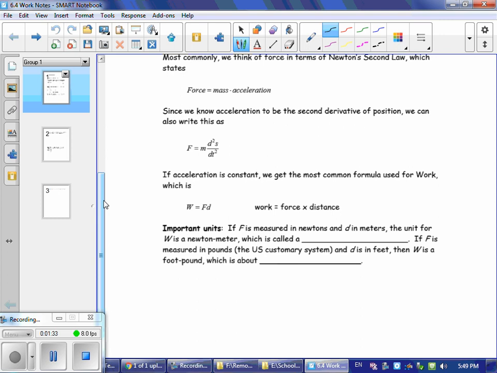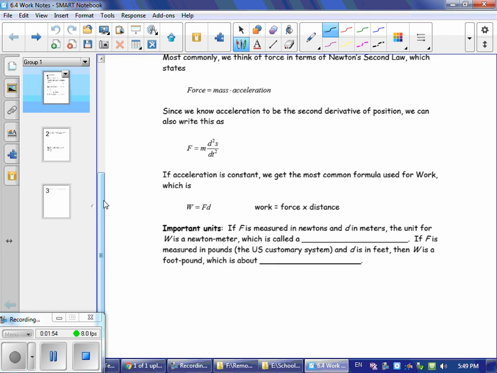And if acceleration is constant, we get the most common formula that we're going to use for work, which is work equals force times distance. Because if the acceleration is constant, it's going to give us the distance. So work would equal force times distance.